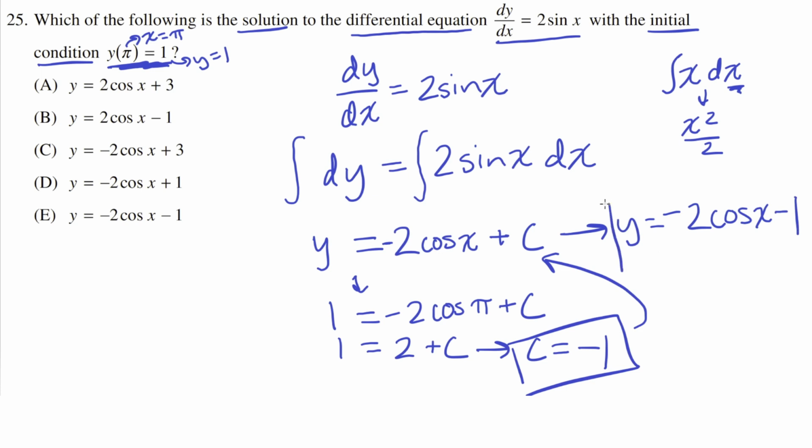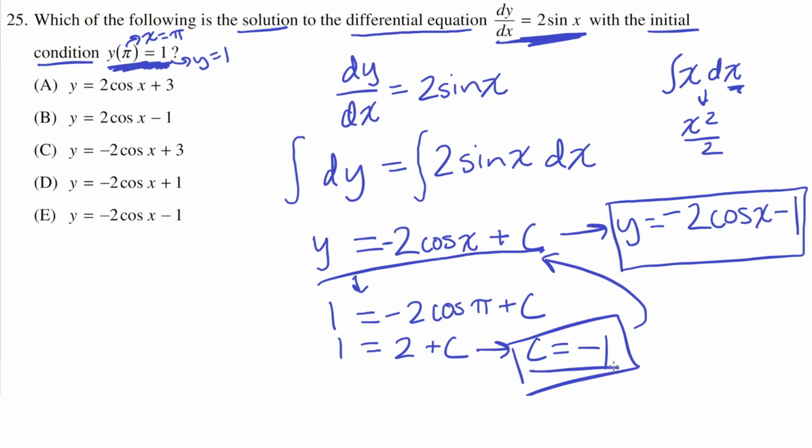So this is our solved form for the equation y. Using the differential equation to find this equation here, and then using our initial condition, this point on y, where when x equals pi, y equals 1, to solve for the value of c. So y equals negative 2 cosine x minus 1, and that's equal to answer choice E.